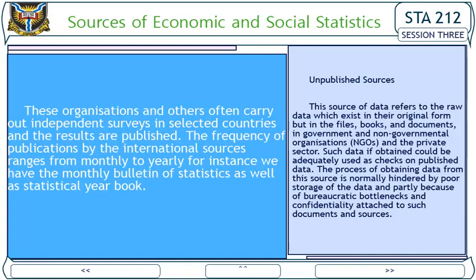Unpublished sources. This source of data refers to the raw data which exist in their original form in files, books, and documents in government and non-governmental organizations, NGOs, and the private sector. Such data, if obtained, could be adequately used as checks on published data. The process of obtaining data from this source is normally hindered by poor storage of the data and partly because of bureaucratic bottlenecks and confidentiality attached to such documents and sources.